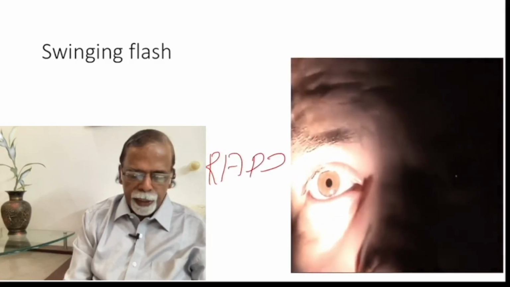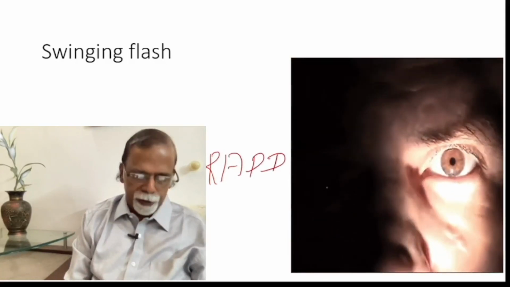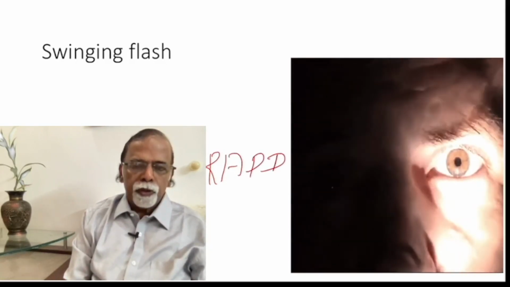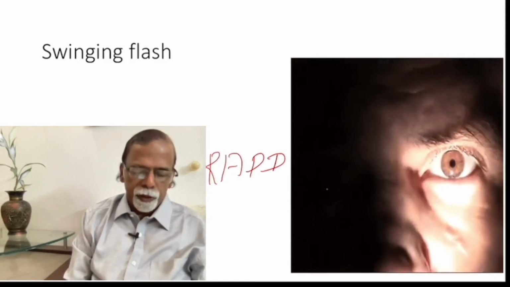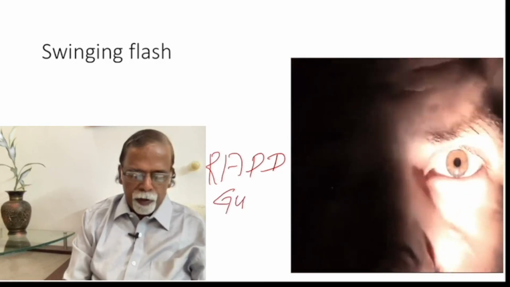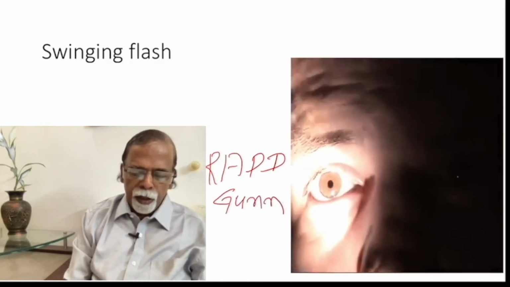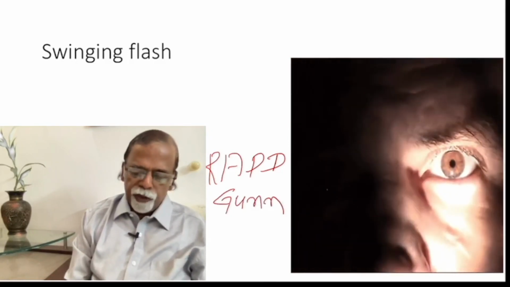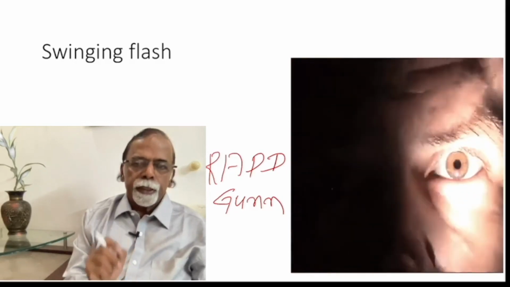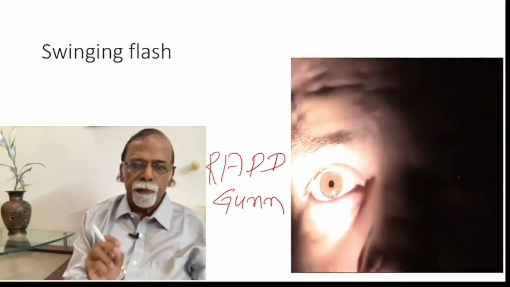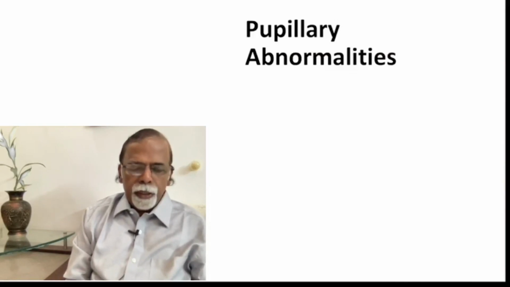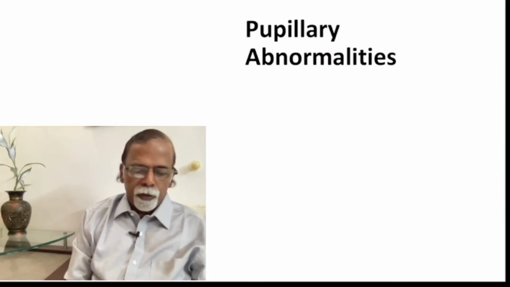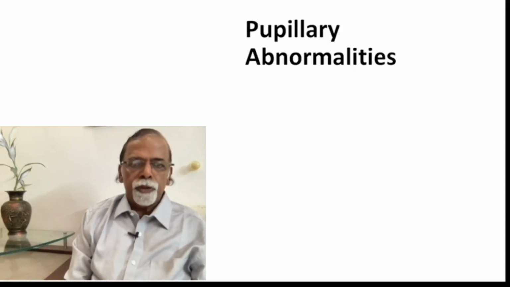The inability of the pupil to maintain the contraction, or the contracted pupil starting to dilate in the presence of light, is called RAPD. You can watch the video on Marcus Gunn pupil to see the details. This is called the swinging flashlight test, and it is used to detect optic nerve dysfunction. In the next video, we will be discussing the common pupillary abnormalities and their relevance.